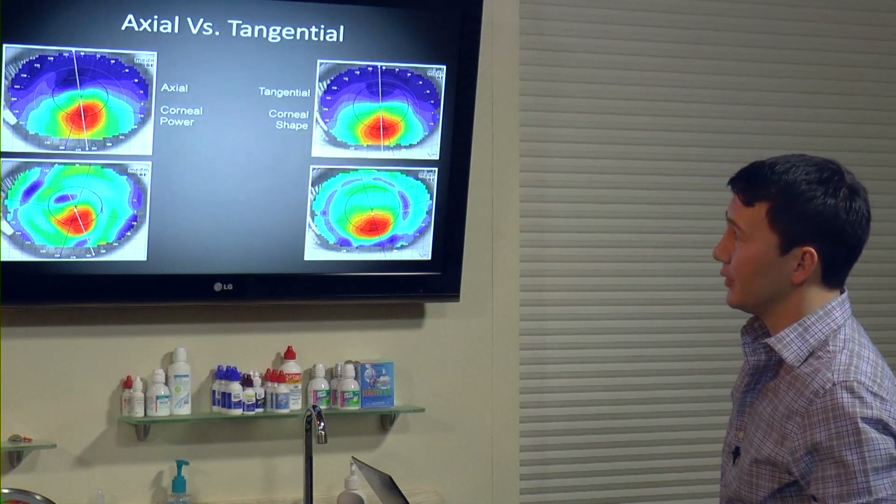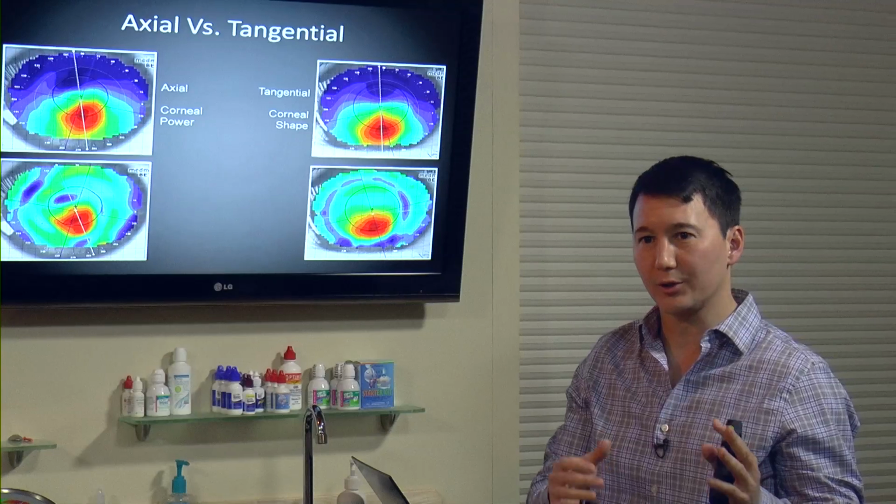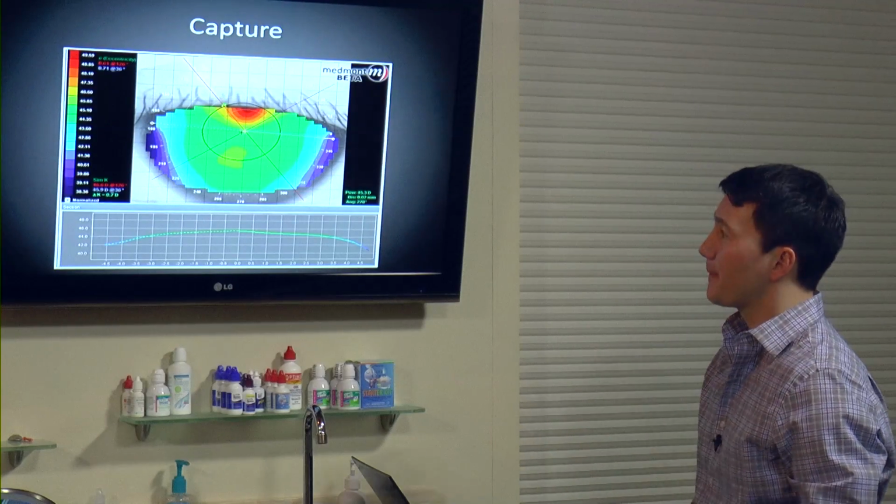So comparing the maps, here's your axial map, here's your tangential map. Here's immediately after removal of our small steep lens with the tangential, and here's our larger diameter with the tangential. So when you want to understand power, refraction, use the axial map. When you want to understand shape, use the tangential map.